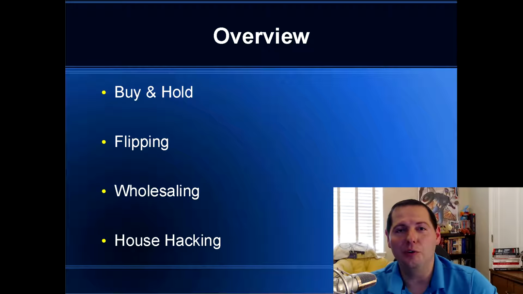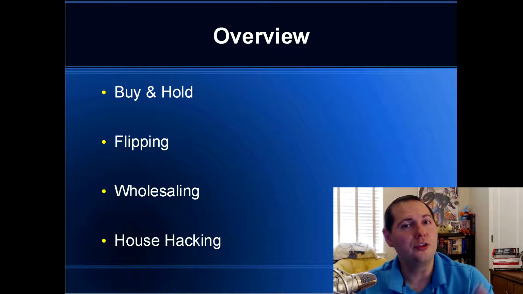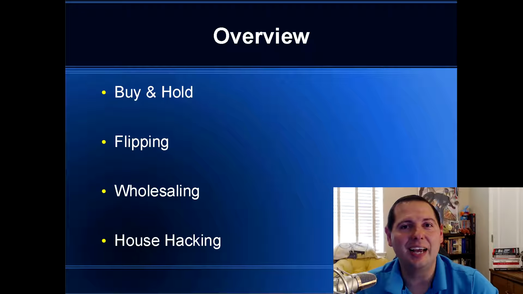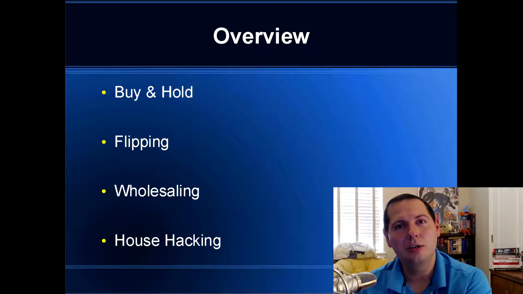So here's an overview. We'll talk about buy and hold, where you purchase a property and you rent it out to someone else, pay your expenses with the rent, and you keep the positive cash flow. We'll also talk about flipping. Basic idea of that is you purchase a property that needs help, needs repairs, you fix it, and then you sell it to somebody on the retail housing market.